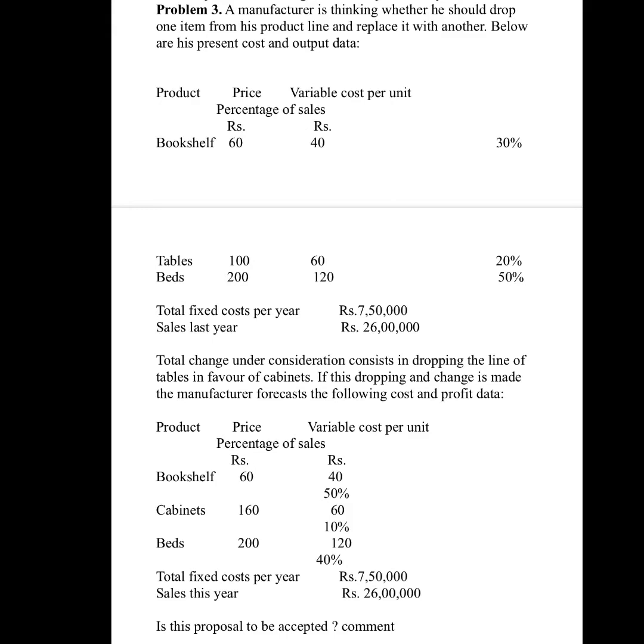We will start the problem by making two tables. One is for bookshelf, table, and beds, with one statement of profit. The second is for bookshelf, cabinets, and beds, with another statement of profit. We will compare them and take the decision. Now we will see the solution.